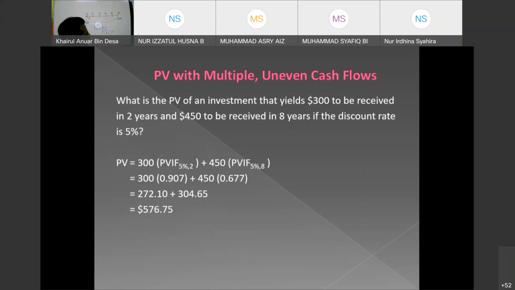Okey ya. Okey, kita akan sambung dengan sikit lagi dengan apa yang kita sebut sebagai multiple cash flow. Okey, di sini kita ada dua ya. Kita ada multiple cash flow and also uneven cash flow. Number one, we're going to see the multiple cash flow. Okay, present value with multiple cash flow.